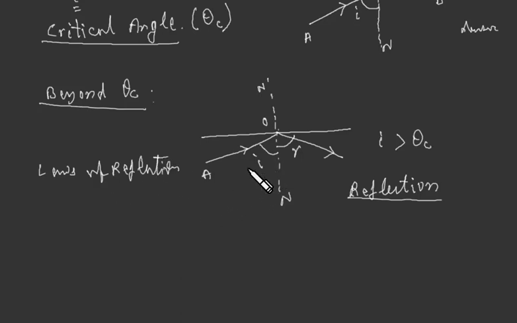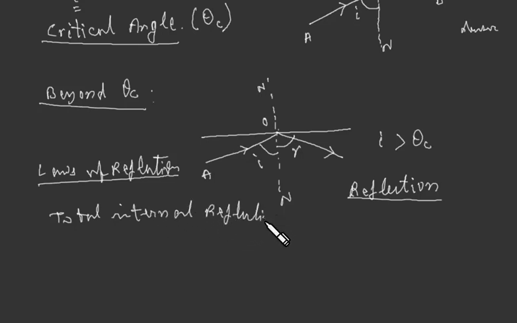Okay? And this phenomenon is called total internal reflection. And when the reflection happens, the angle of incidence becomes equal to the angle of reflection. Here r is the angle of reflection, not refraction anymore.